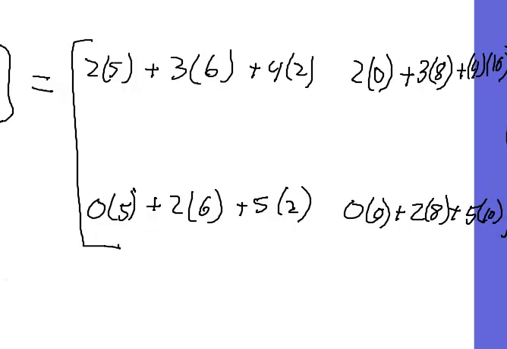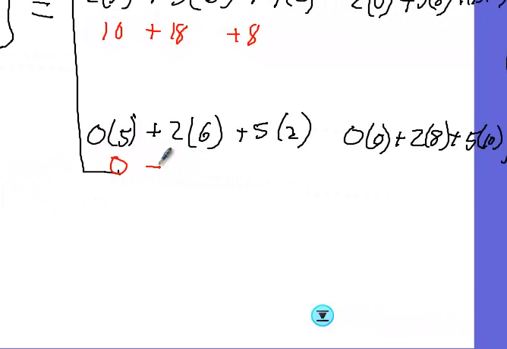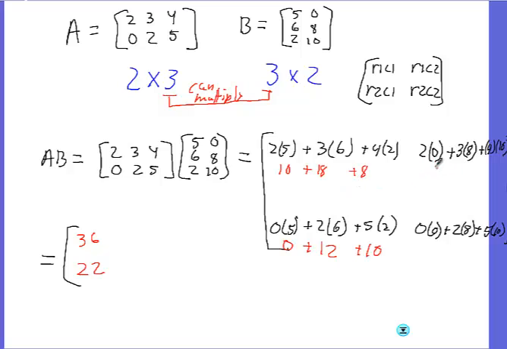And now we just have to simplify that. So 2 times 5 is 10, plus 18, plus 8, which gives us a grand total of 36. 0 times 5 is 0. 2 plus 6 is 12. 5 times 2 is 10, for a grand total of 22. 2 times 0 is 0, plus 3 times 8 is 24, plus 4 times 10 is 40, gives us a grand total of 64.